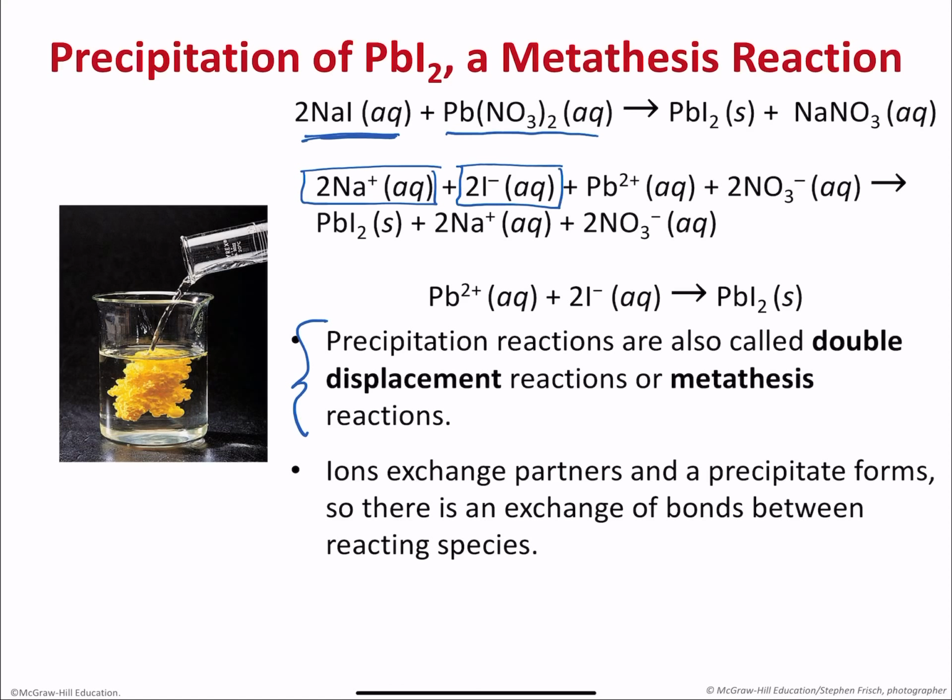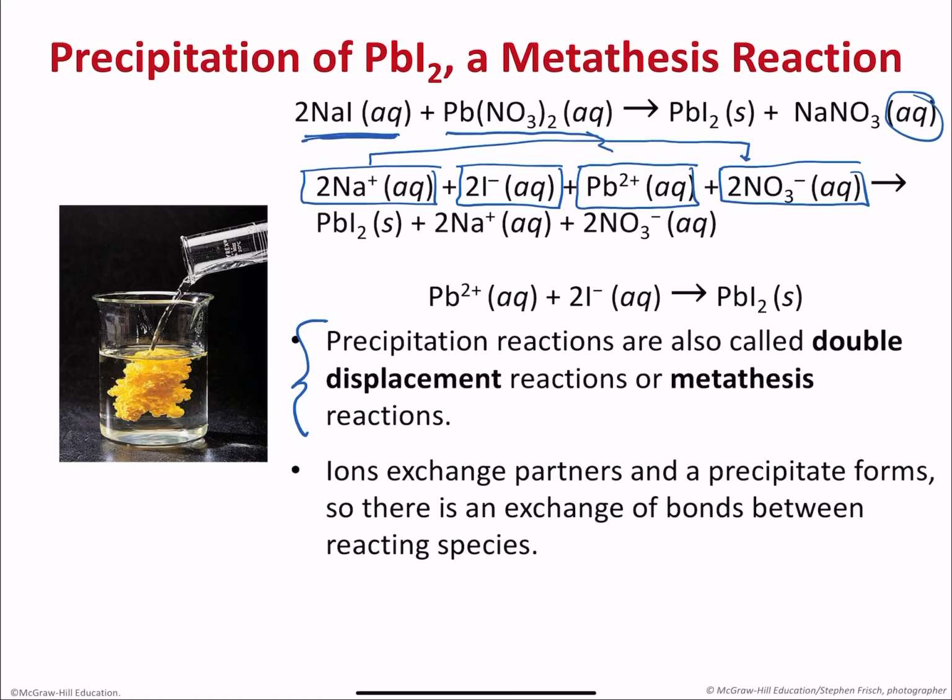And I just keep doing the same thing. The lead 2 nitrate is also soluble. So I write out all of my ions like that. I write out every single one. And then I evaluate all the possible combinations. Well, we've already evaluated the combination of sodium with iodide, and we know that it's soluble. But what about sodium with nitrate? Well, if you look at the solubility table, you'll see that sodium nitrate is a soluble compound.